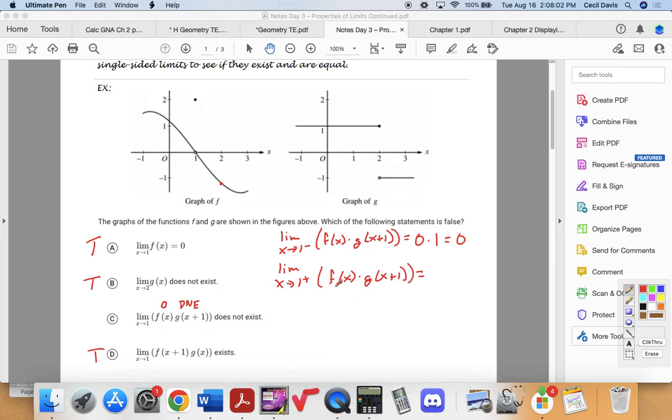As we approach 1 from the right, what does f of x go towards? 0. And as we approach 1 from the right, what does g of x plus 1 approach? -1. And what's that equal to? 0. The left-hand limit exists, the right-hand limit exists, and they agree with one another. This limit is equal to 0. This is the one that's false.